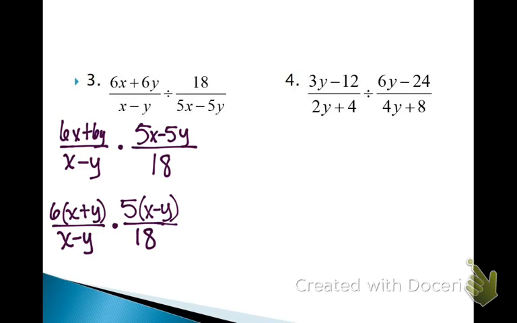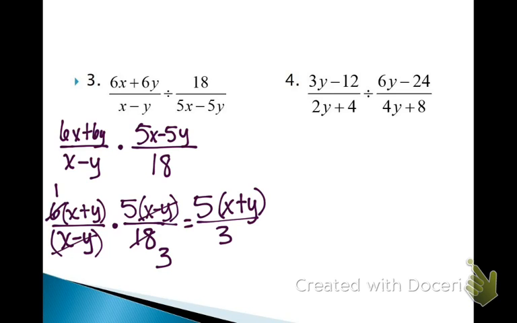What can cancel out? X minus y. Good. Remember down here, this x minus y, even though they never wrote it in parentheses, those are stuck together. So we can cancel out those. 6 and 18 can simplify. Good. 6 and 18. Simplify. 6 becomes 1. 18 becomes 3. I believe that is all we can simplify. So we've got x plus y times 5. 5 x plus y. Good. We write that as 5 times x plus y, all divided by 3. Good. The only thing left down there is 1 times 3, which is 3.